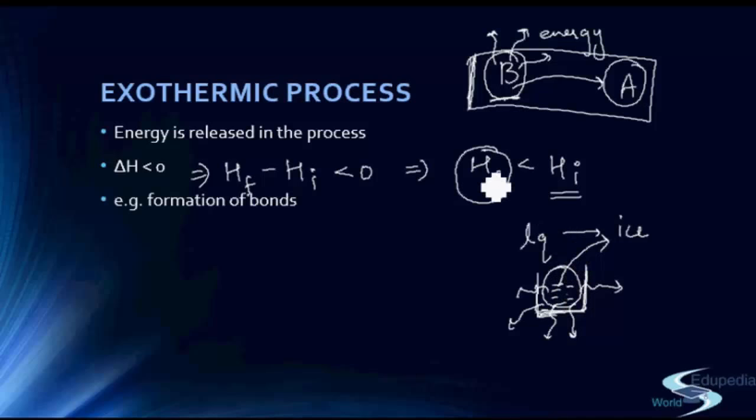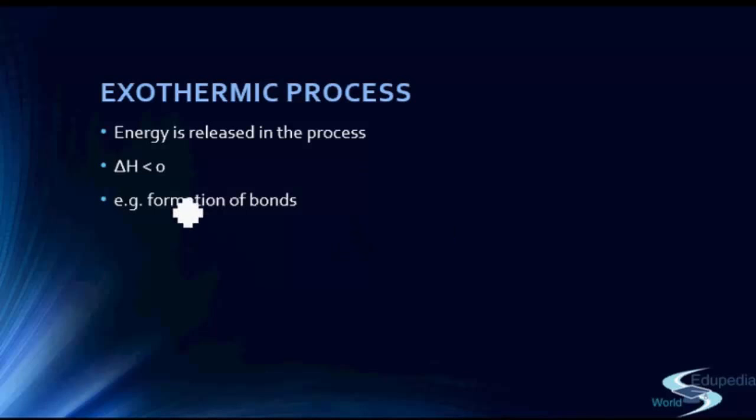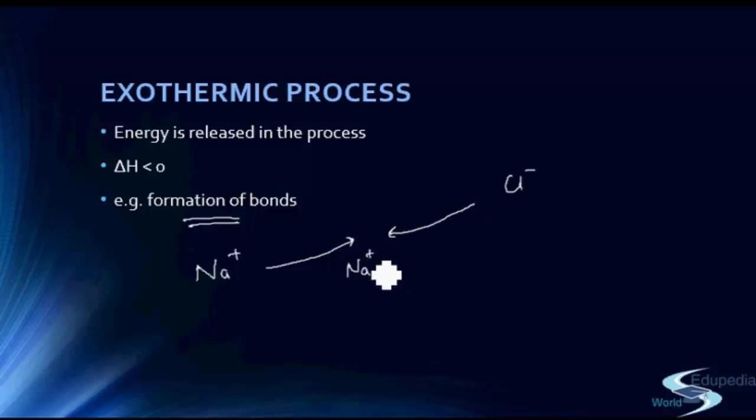A very common example of an exothermic process is formation of bonds, or formation of any kind of physical or chemical association. For example, if I have Na positive here and Cl negative here, separated by an infinite distance, now when I bring them closer to one another to end up forming an ionic bond, this process will essentially release some energy to the surroundings. So this is an exothermic process.